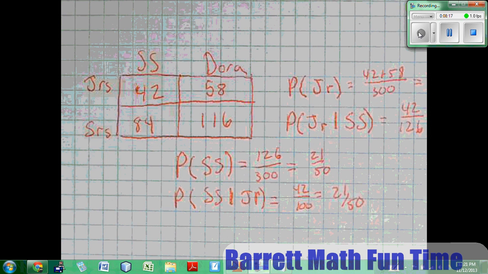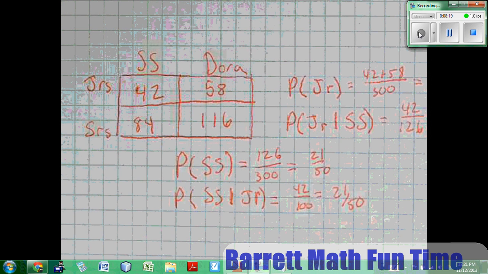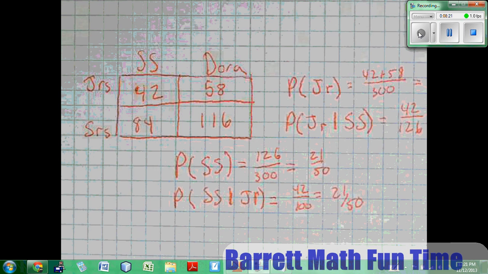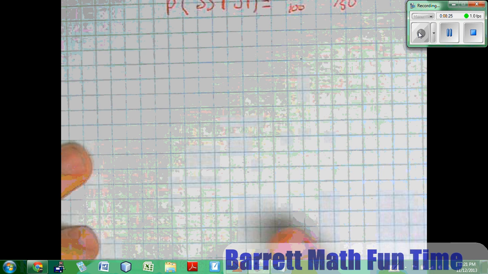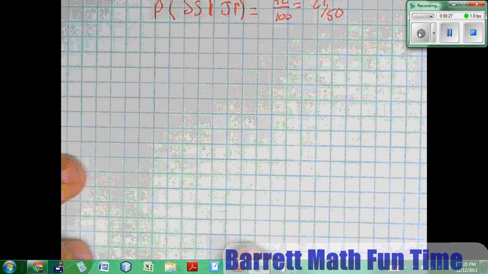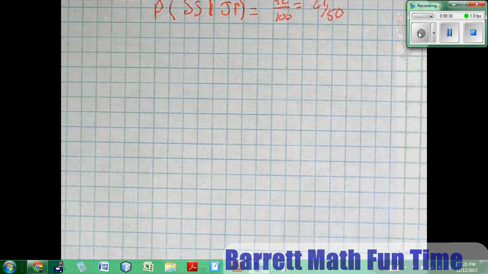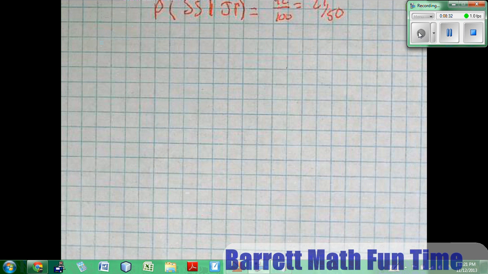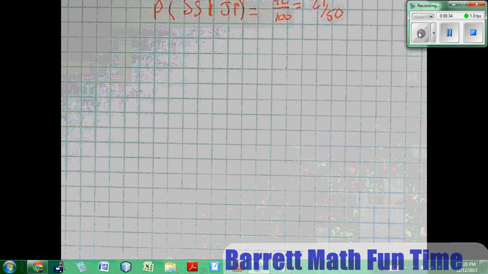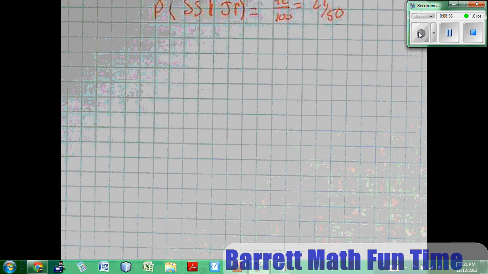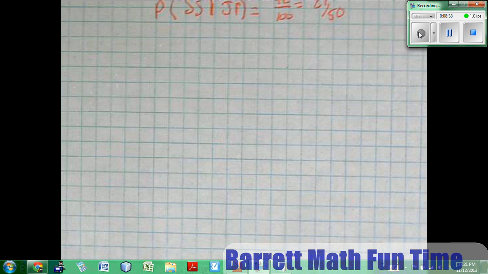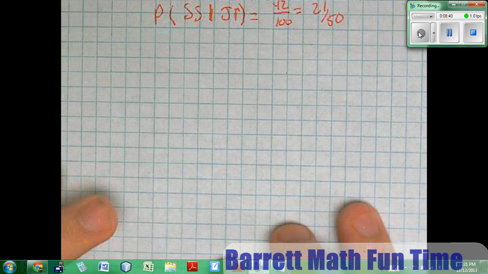Let's look at it from the perspective of a tree diagram. Okay. Let's talk about, what are we going to talk about the probability of? Sneezing. All right, sneezing.